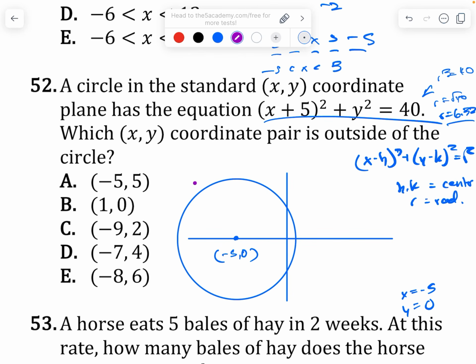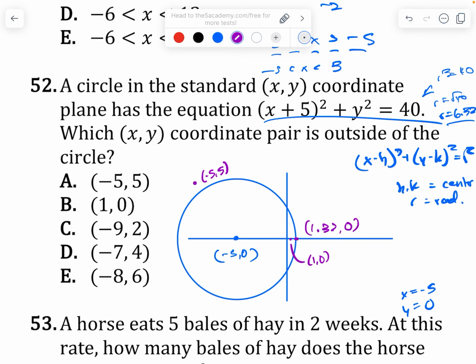So I think that one might be outside, 1, comma 0. Well, if we know that we can go 6.32 in this direction, we should effectively think of it this way. We can go 6.32 in any direction from this, and we'll be on the circle or in it, on or in. I can go 6.32 in this direction, and I end up at 1.32, comma 0, right? Because -5 plus 6.32 gives me 1.32. So 1, comma 0 is going to be in the circle.